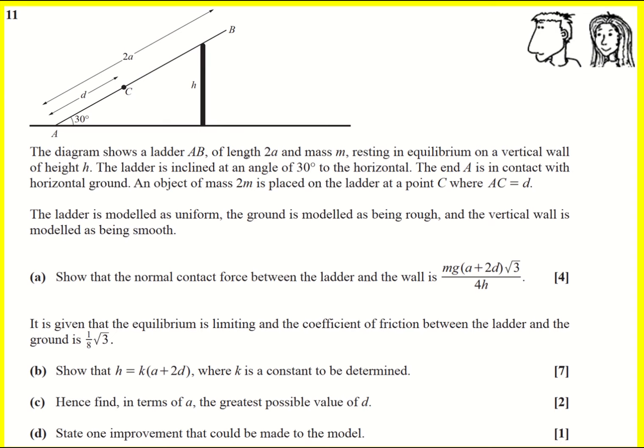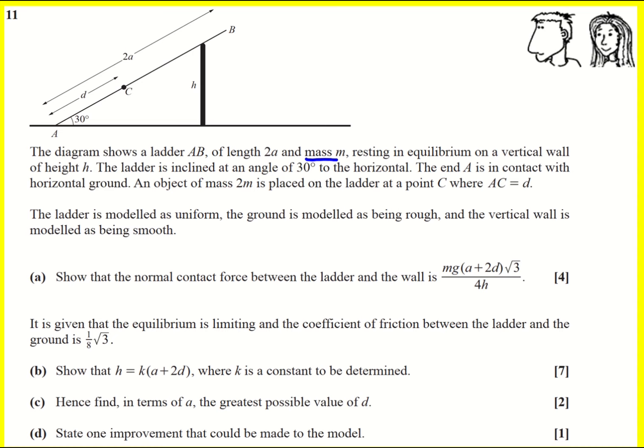So we've got the ladder AB, the length is 2a, that's already labeled. Mass mg, that's going to come in a minute. It's resting in equilibrium. So straight away, that means there's no resultant force, so we can use that idea, and there's going to be no resultant moments. With rods or ladders, you need to take that into account as well. This is a moment and force problem.